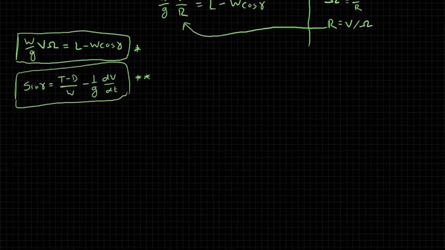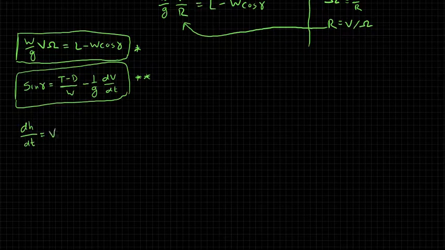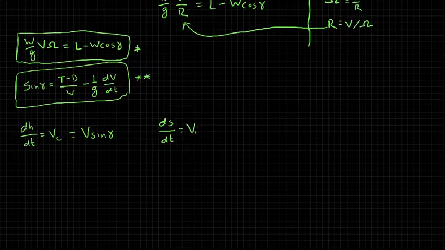So let's write down what we just said. The change in height with respect to time is the same as the climb rate. It's the vertical component of velocity, and it's just V sine gamma. Alternatively, the change in horizontal distance s with respect to time, which we're going to call V horizontal, is just V cosine gamma.